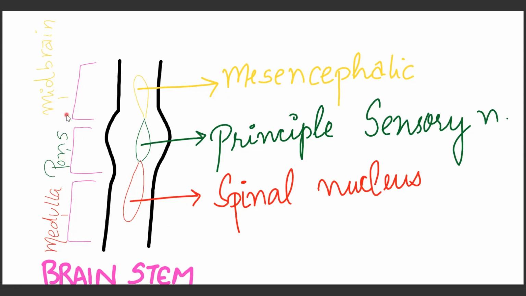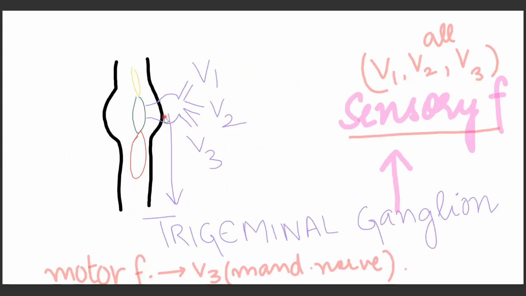So the trigeminal nerve will come and its pathway exists at the level of the pons. It will involve the principal sensory nucleus, some part of the midbrain involving the mesencephalic nucleus, and some part of the medulla involving the spinal nucleus. Then it will come out from the trigeminal ganglion and give its branches.